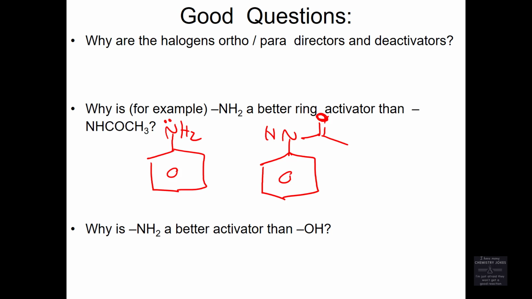Well, both of these things have a benzylic lone pair, leading me to say both of them are donors, both of them are activators, but my question actually said they're activators. But why is NH2 a better activator than that other group? This is aniline. This is acetanilide. You don't have to know that, but it's easier for me to refer to them by name sometimes. Why is aniline a better activator than acetanilide?